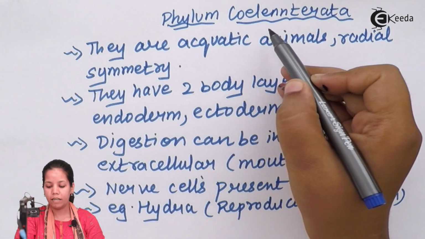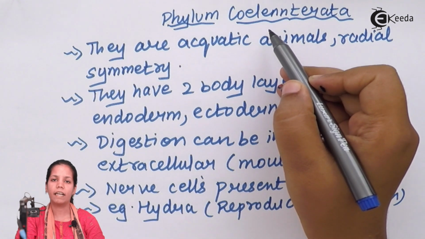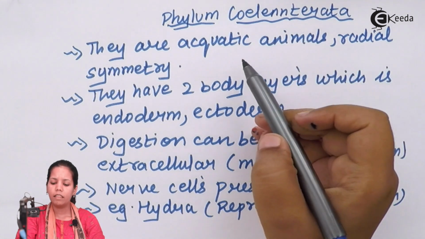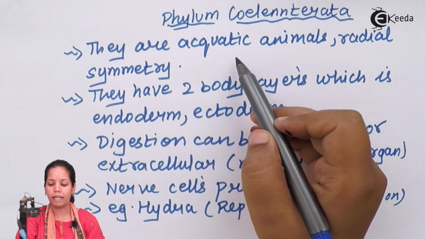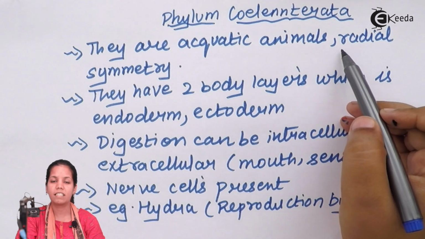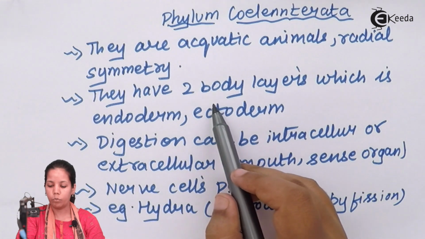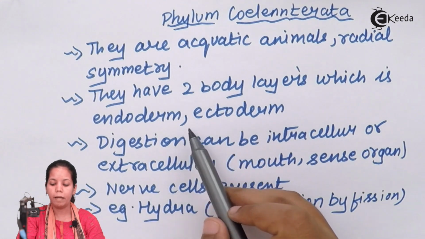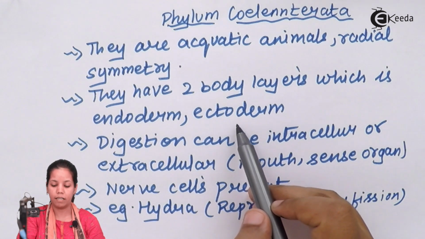Now, Phylum Coelenterata, the one example that we all have studied in our day-to-day life is Hydra. Most of the organisms belonging to Phylum Coelenterata are aquatic in nature. They have radial symmetry, the symmetry that starts actually from the axis. Now, they have two body layers, which are endoderm and ectoderm. Originally, they are diploblastic, if I can say.